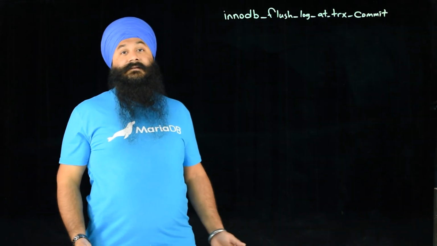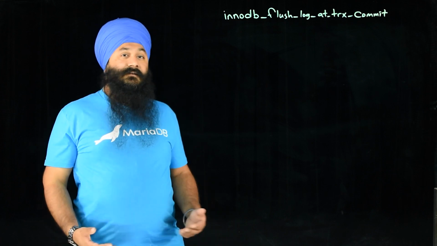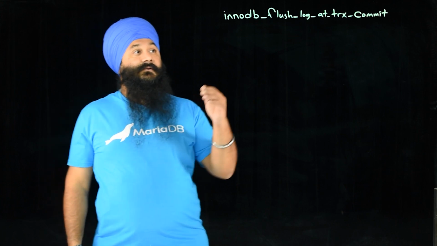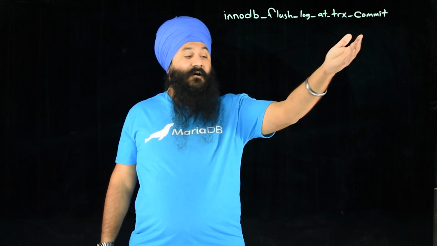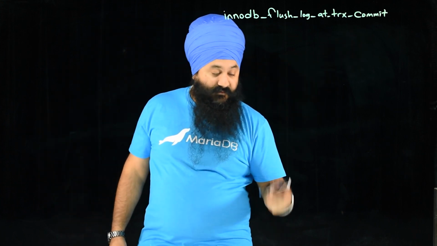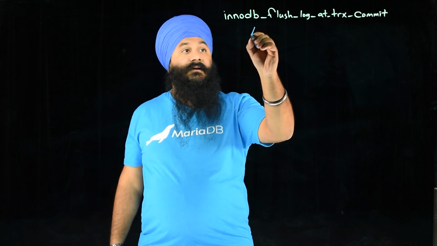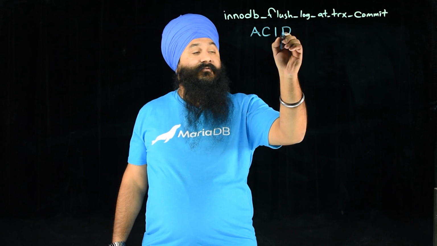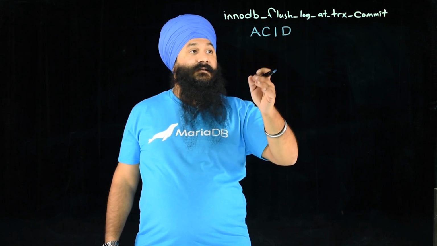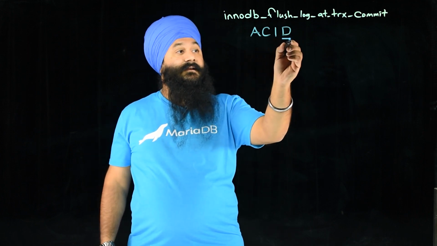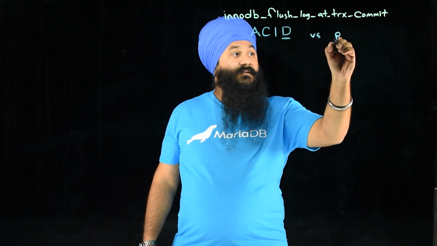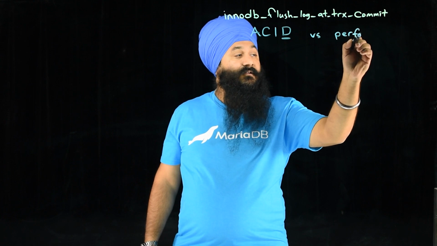I'm lead enterprise architect at MariaDB, and I'm here to talk to you about InnoDB durability, and specifically the variable innodb_flush_log_at_trx_commit. This variable controls the durability in ACID compliance. ACID compliance, as you may know, stands for atomicity, consistency, isolation, and durability. So specifically this is durability versus performance, and there is a bit of a trade-off when you look at this variable.